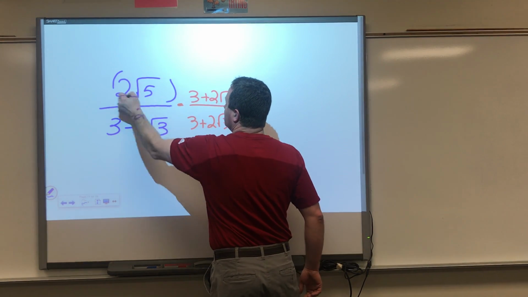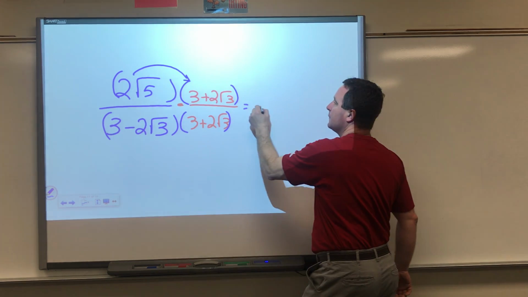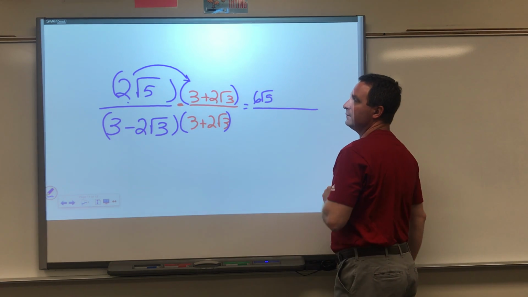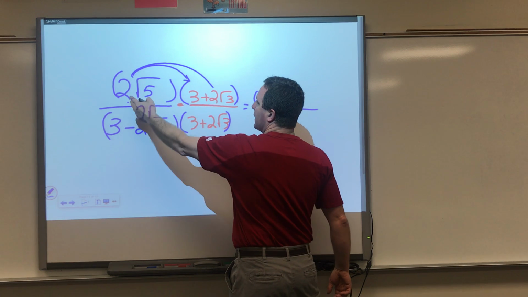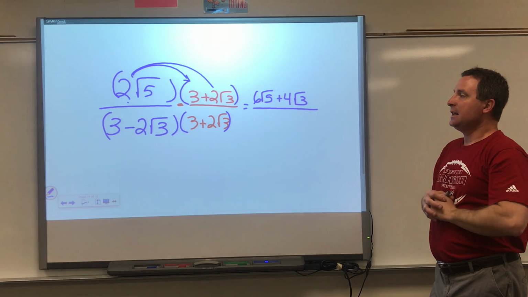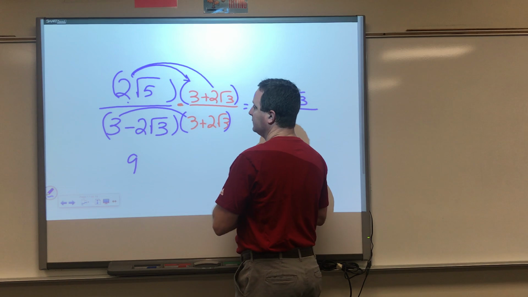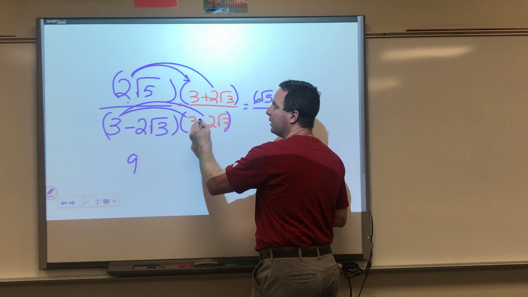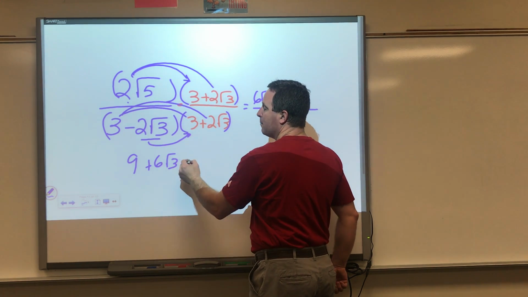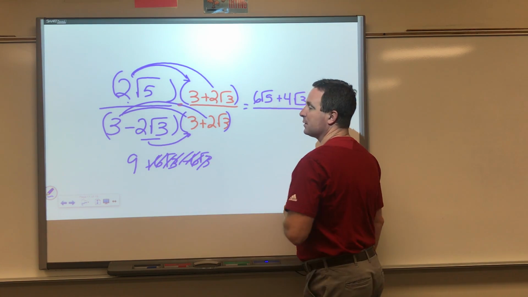And once again, we're going to do a little distributing. That first one becomes 2 times 3, 6 square roots of 5. And this one becomes 2 times 2, plus 4 square roots of 3. The denominator is going to be a FOIL problem. 3 times 3 is 9. And then this one is plus 6 square roots of 3. I go to that one, it's minus 6 square roots of 3. And they're always going to cancel out.